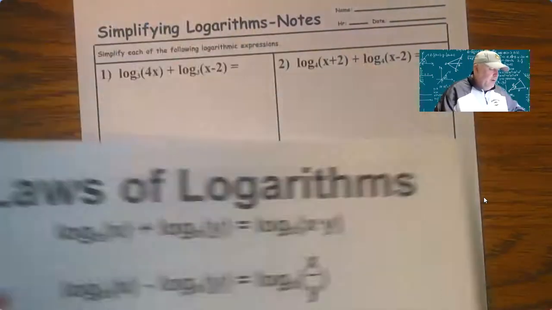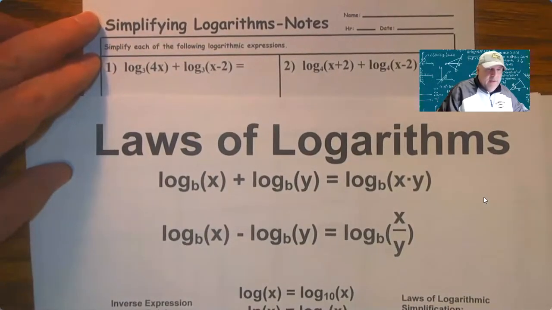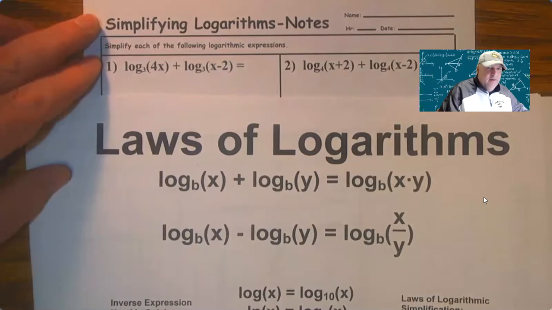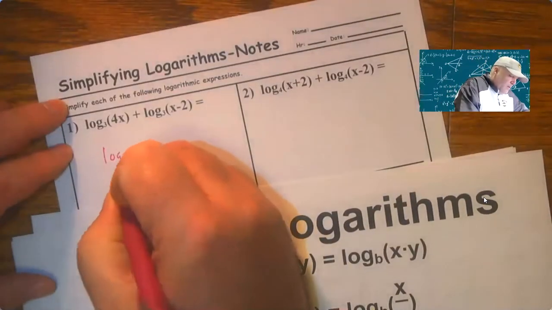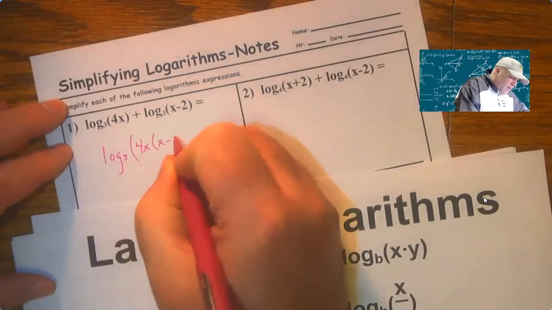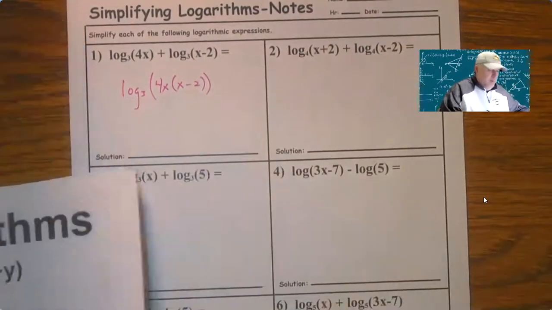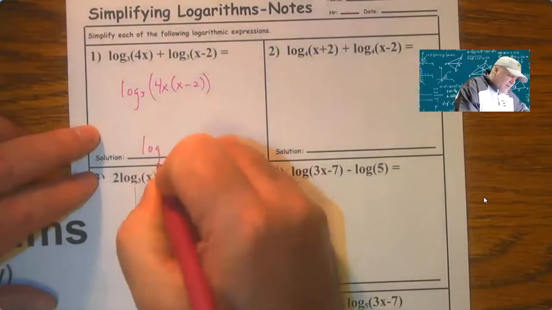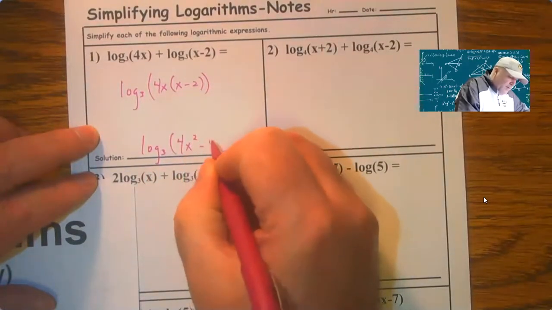So here we have logs of the same base, and we're going to add them together. And so we're going to put them together and multiply what's inside the parentheses. And of course, you should try to simplify that together. It's really important that you understand that the bases have to be the same. So 4x squared minus 8x.